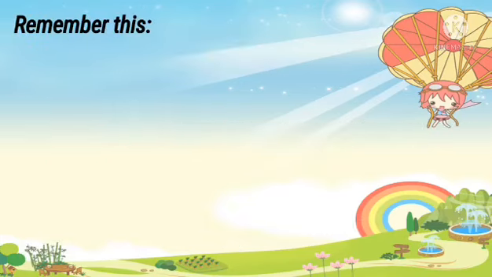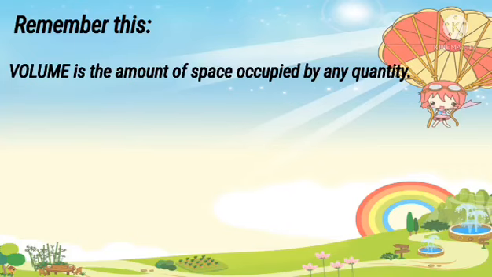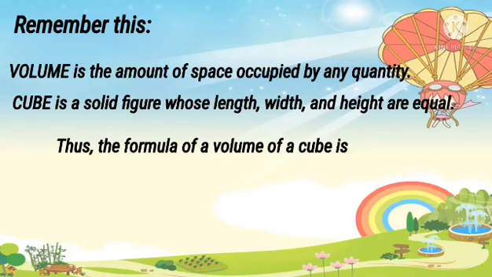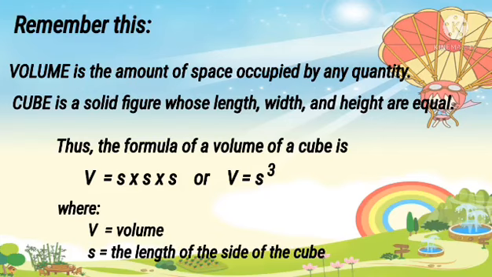Remember this. Volume is the amount of space occupied by any quantity. A cube is a solid figure whose length, width, and height are equal. Thus, the formula for the volume of a cube is V equals S times S times S, or V equals S cubed, where V is the volume and S is the length of the side of the cube.